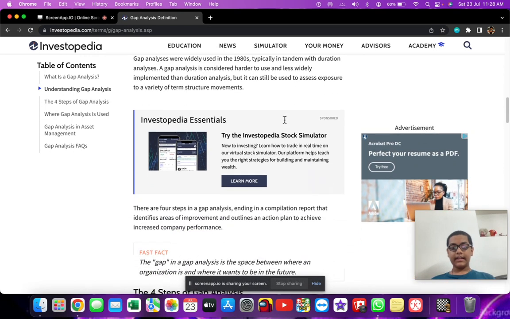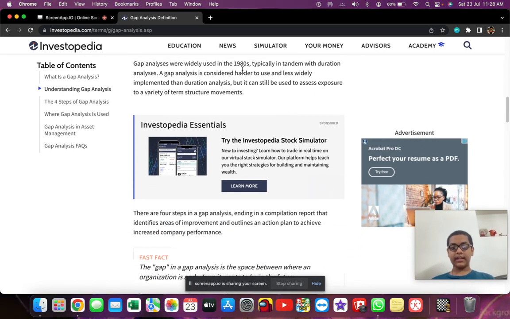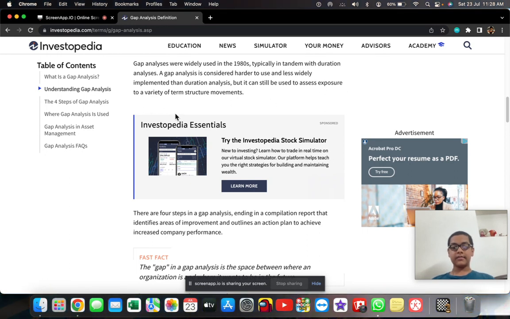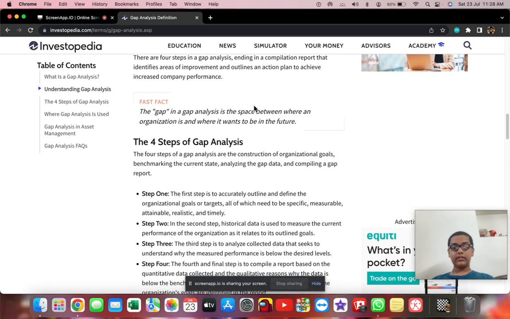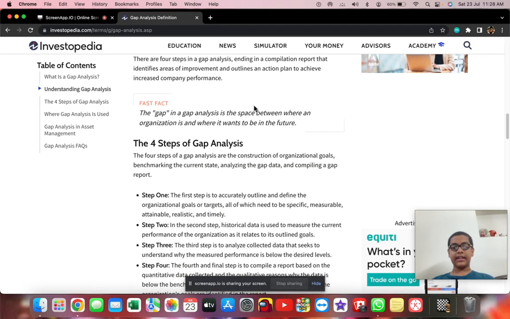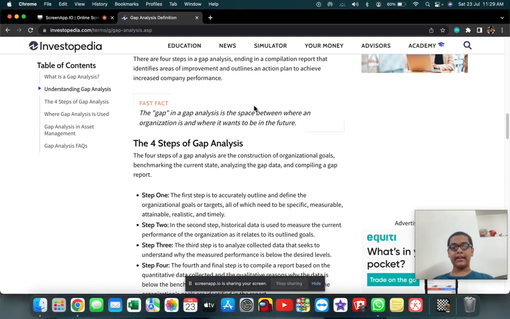accomplishing them. Gap analyses were widely used in the 1980s, typically in tandem with duration analysis. A gap analysis is considered harder to use and less widely implemented than duration analysis, but it can still be used to assess exposure to a variety of interest rate structure movements. There are four steps in a gap analysis, ending in a compilation report that identifies areas of improvement and outlines an action plan to achieve increased company performance.